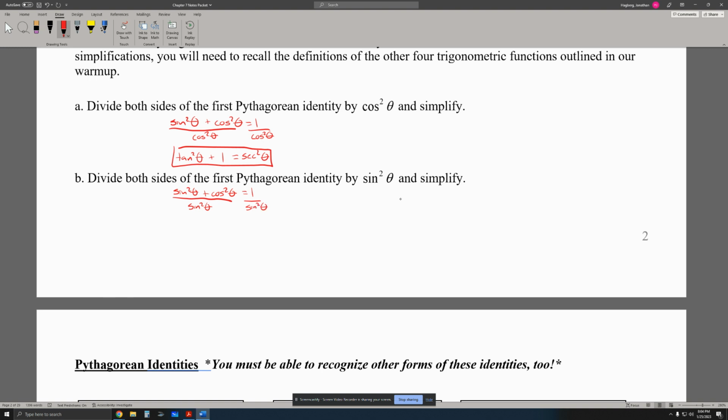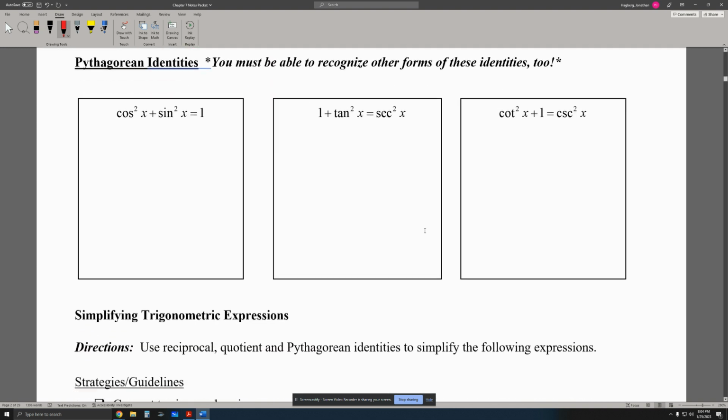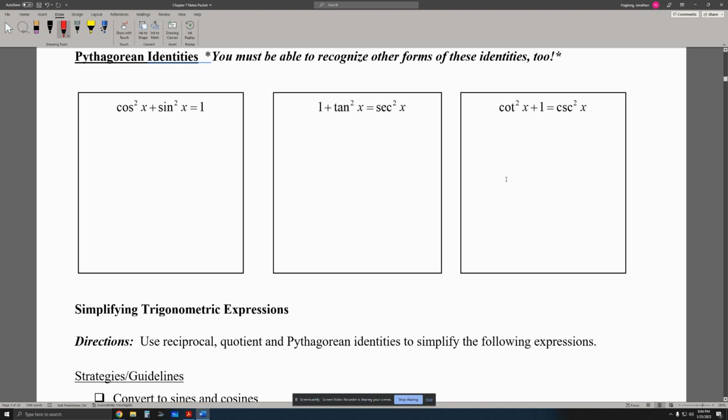Then this first term, sine squared divided by sine squared, is 1. Cosine squared divided by sine squared is the cotangent squared. And then 1 over the sine squared is the cosecant squared. So another Pythagorean identity, we have 1 plus cotangent squared equals the cosecant squared. Okay? So in summary, here are 3 Pythagorean identities.